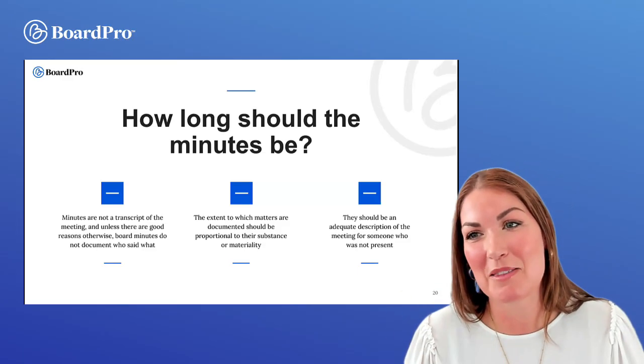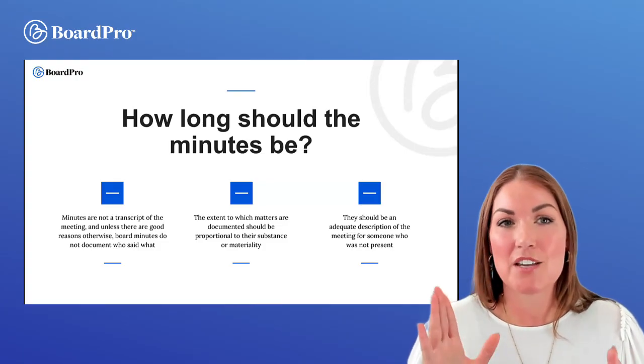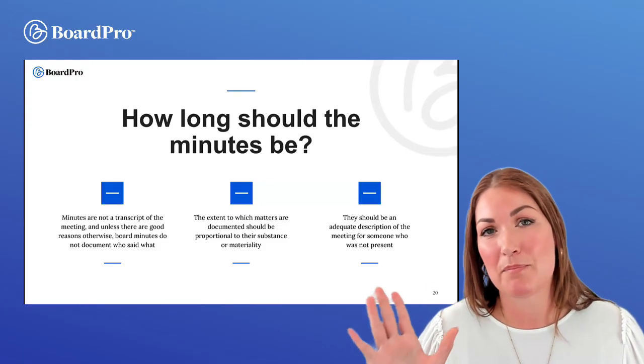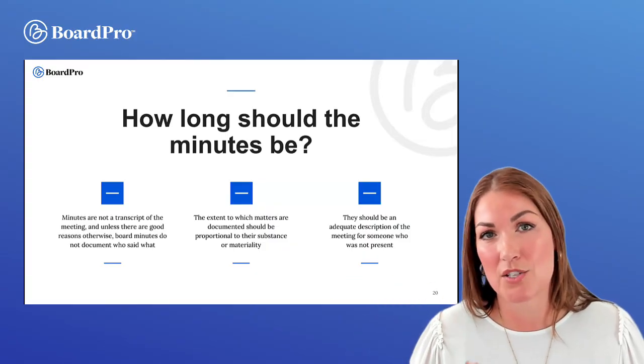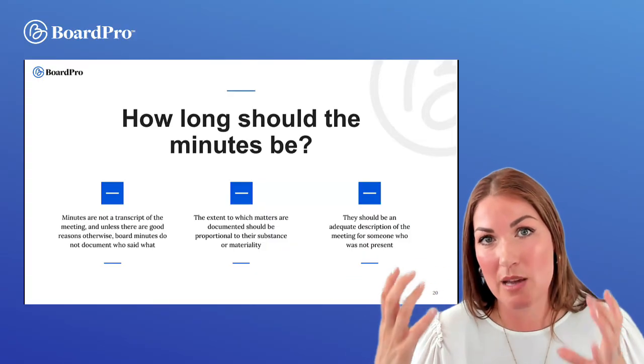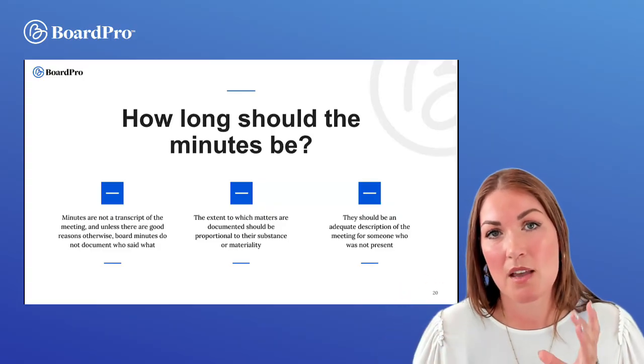So we'll just touch on how long the minutes should be. What they are not ever is a transcript of the meeting. So it should be nothing verbatim. There should not be he said, she said. It is a high-level summary of that discussion.